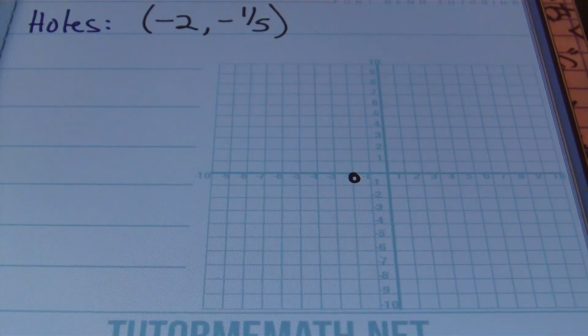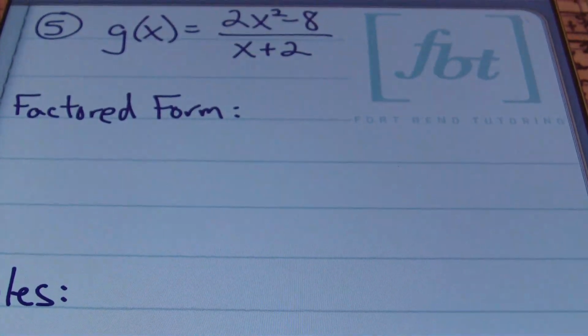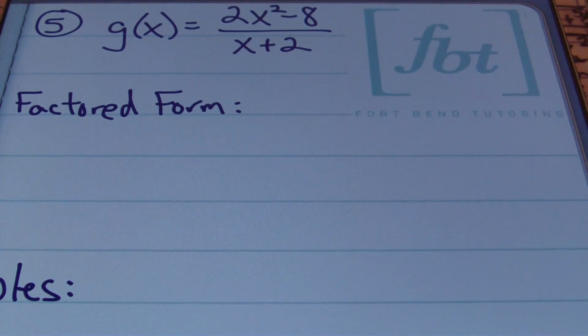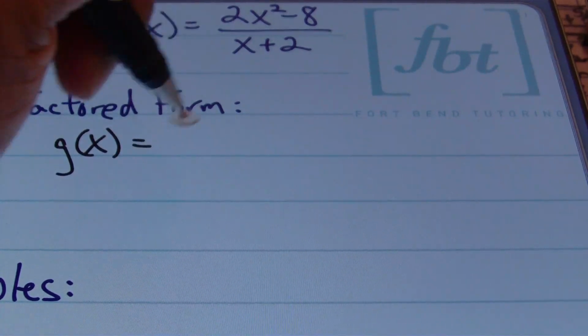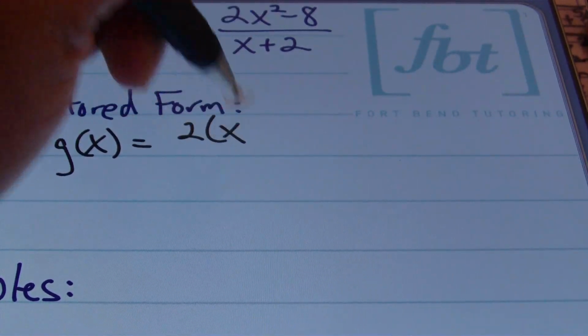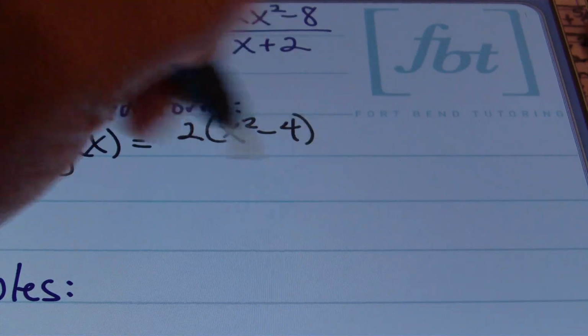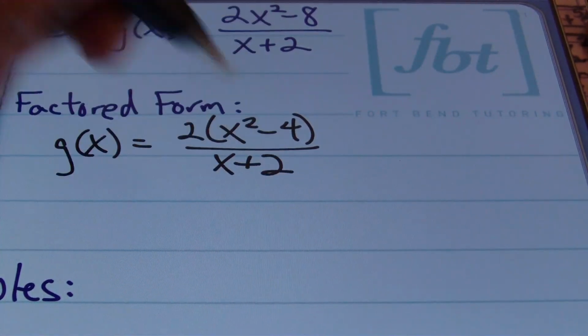We're now moving on to problem number 5. Moving on so that we can do cinco. In problem number 5, I have g of x equals 2x squared minus 8 divided by x plus 2. We want to factor this immediately. Go ahead and factor that. Our factorization of g of x will be 2 times x squared minus 4 divided by x plus 2. But we're not done here.